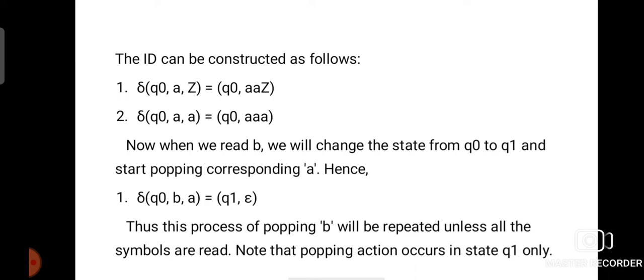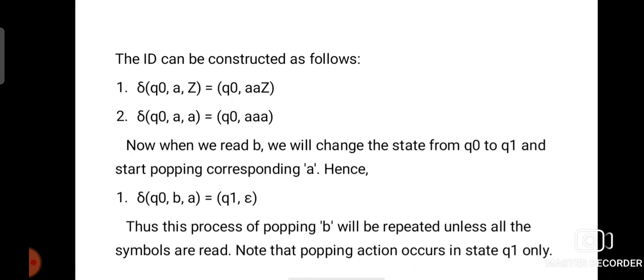So when we apply the first A to the stack, 2 A's will be pushed onto the stack. What will be the stack structure? From the top position the symbols will be A, A, Z. The last symbol in the stack is Z. So for receiving A, the system remains in the same state Q0. So δ(Q0, A, Z) = (Q0, AAZ).